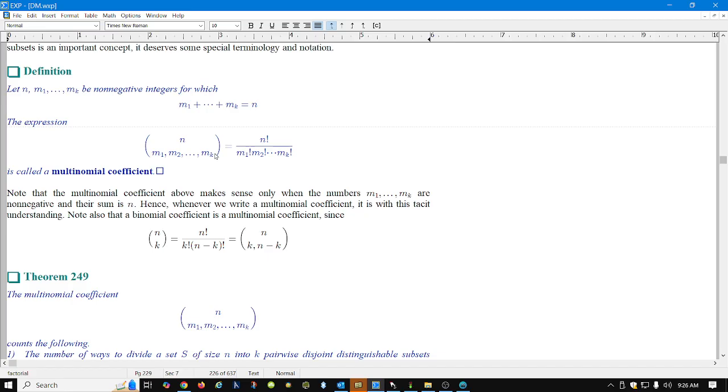Multinomial coefficients only make sense when the sum of the lower numbers is equal to the upper number. So I'm not going to say that over and over again. I'm just going to assume that whenever I write a multinomial coefficient, you can assume that I've checked to make sure that the sum of the lower numbers is equal to the upper number. Okay? And a binomial coefficient is a multinomial coefficient. When you write n choose k in terms of factorials, it is n multi-choose k, n minus k.